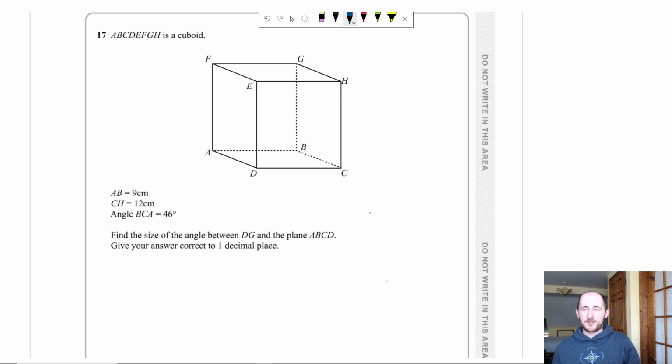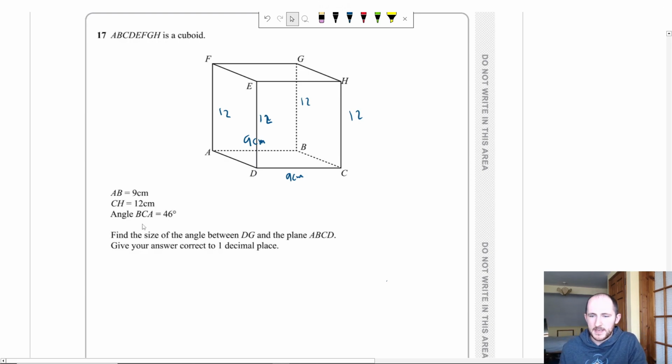Now we have some 3D trig, everyone's least favourite, awful topic. So you get given this massive cuboid. AB is 9, so let's add this information. AB will be the same as DC, so let's add that information as well. CH is 12, so we have 12. And that would be 12 for all of these vertical heights here, of course. AD and BC aren't necessarily the same, by the way, because it's a cuboid, so the lengths can be different.